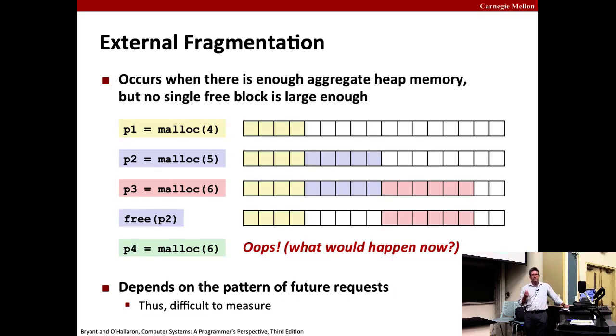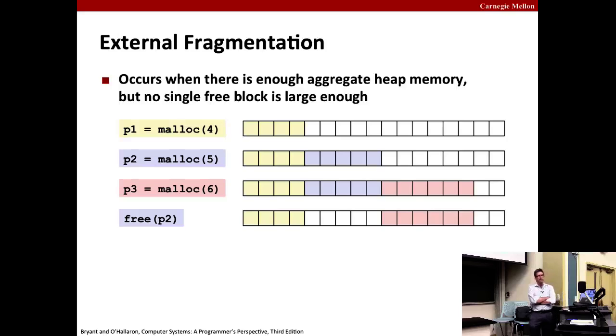So, assessing and understanding external fragmentation is difficult because unlike internal fragmentation, which depended on the previous requests, external fragmentation depends on future requests. So if we look back at this point and ask, is our heap externally fragmented? Well, it depends. We can't say. It turns out it is because the next request is for a block of size 6. But if all of the future requests were for, say, small blocks, then we'd be able to satisfy those, and we wouldn't suffer from external fragmentation.